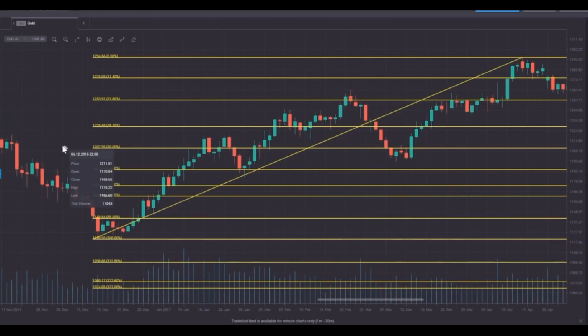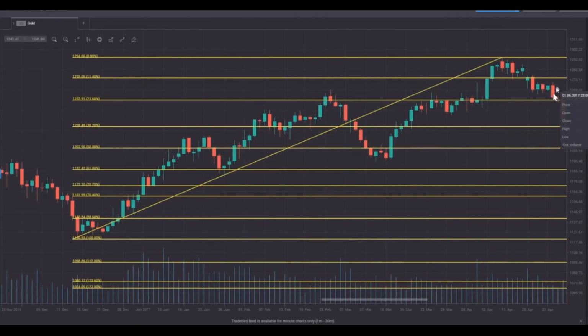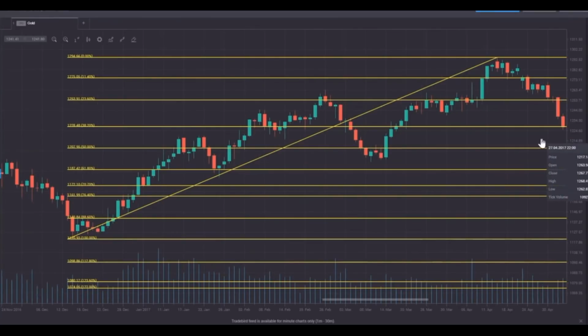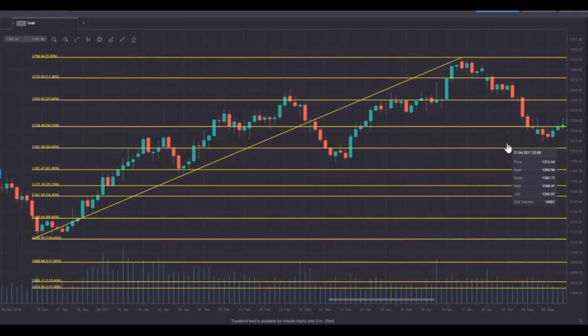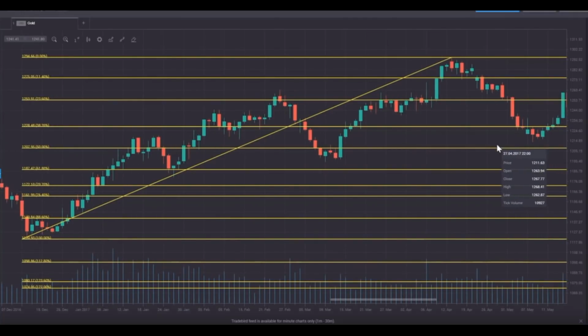The market's sliding. So it's taking out that 23.6% level. So 38.2, that's the next level to watch. It's taken that out. But so far it's holding, and once again the 50% retracement level has worked. So it took out the first two Fibonacci levels, but the market did move higher again.